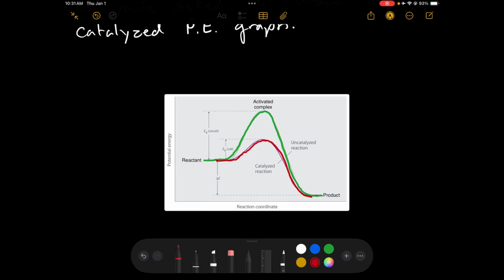It's never going to ask you to be specific with how much energy reduction there is, because it's rare that you would even have that information. You just have to draw a smaller hill.